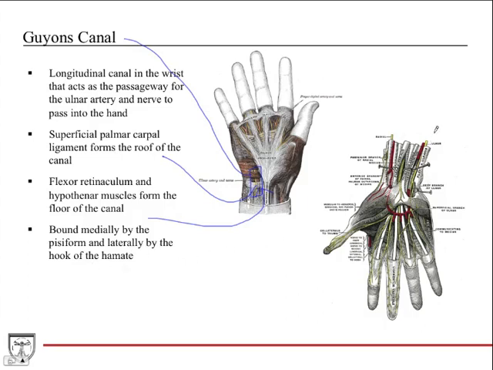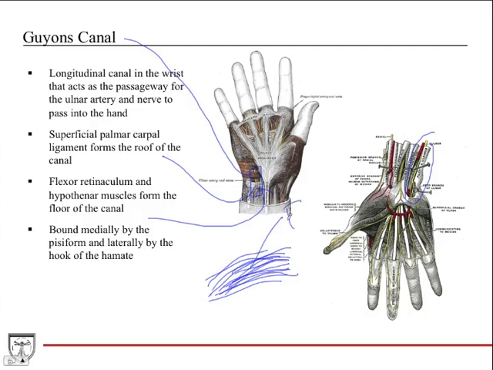Here's another good look of it here. Here's the ulnar artery and nerve about to enter into the Guyon's canal here. And one way just to draw this out here is you could think of it as you have the flexor retinaculum like this, okay?